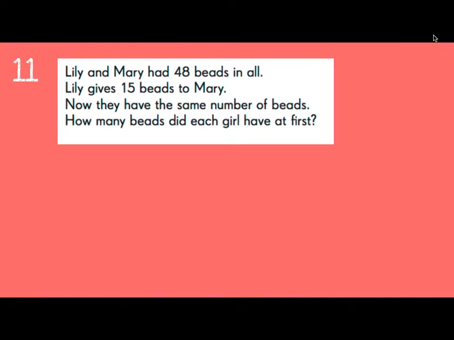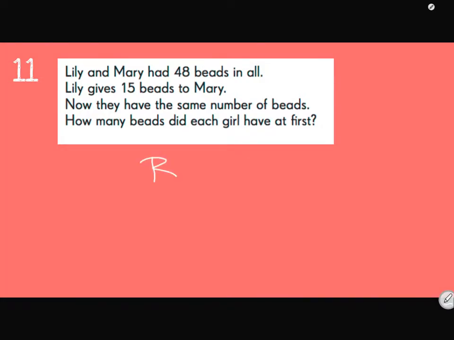All right, last one. Let's try number 11. Lily and Mary had 48 beads in all. Lily gives 15 to Mary. Now they have the same. How many did each girl have at first? This one is also a before and after problem. Something's changed. If you want to, pause the video right now, since you have some background in before and after from that last guy, and see if you can solve this by yourself. And then play it and see if it matches up.